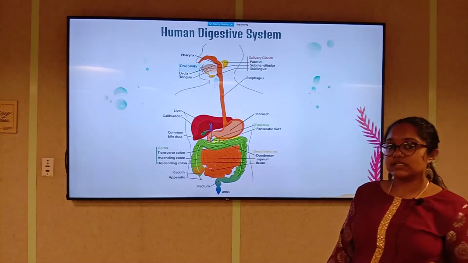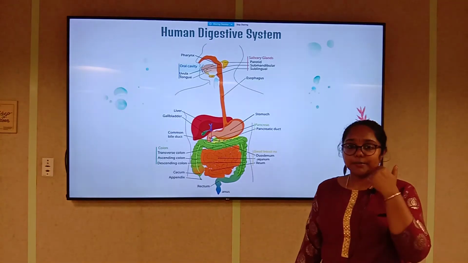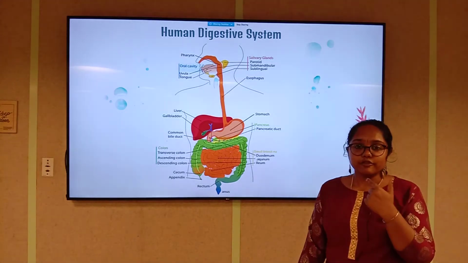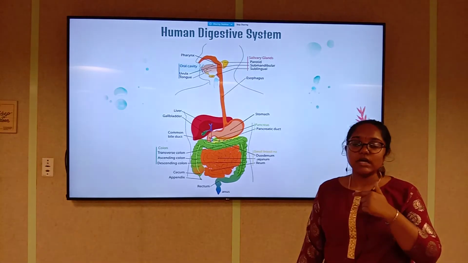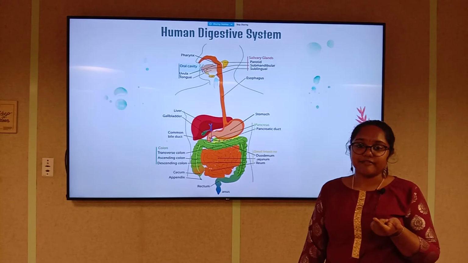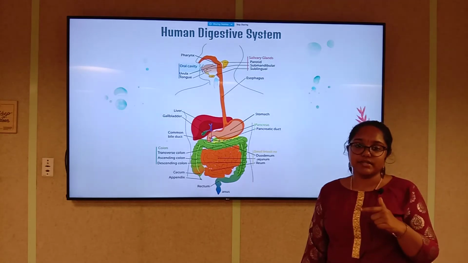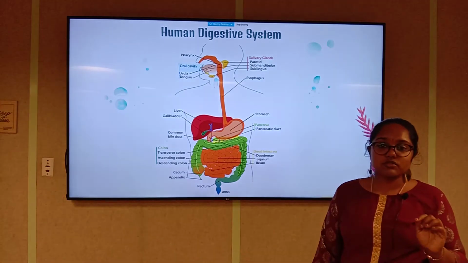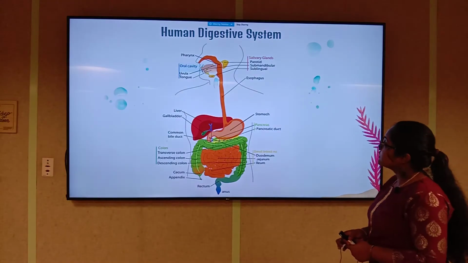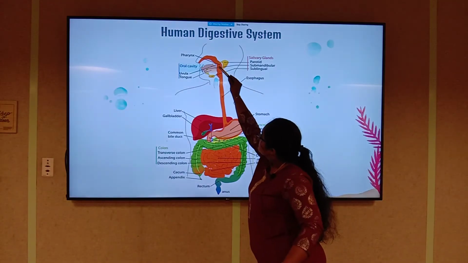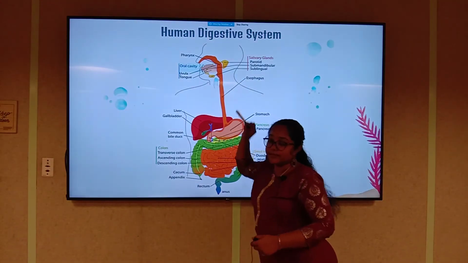And that bolus is because of mastication. Mastication is a process wherein the buccal cavity, the food that has entered the mouth is getting mixed with the saliva and getting chewed simultaneously. That process is called mastication. Now, that mastication happens in this oral cavity.